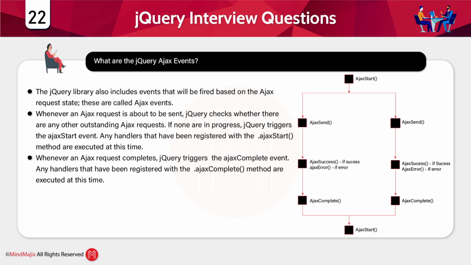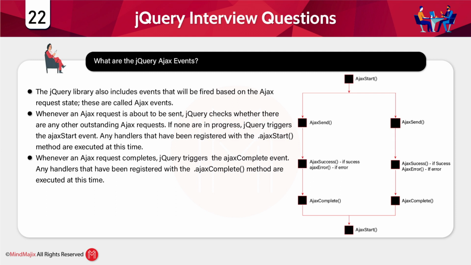Coming to the next question, what are the jQuery Ajax events? There are so many jQuery Ajax events, but what are they? The jQuery library also includes events that will be fired based on the Ajax request state. These are called Ajax events. Whenever an Ajax request is about to send, jQuery checks whether there are any other outstanding Ajax requests. If none are in progress, jQuery triggers an Ajax start event. Any handlers that have been registered with the Ajax start method are executed at this time.